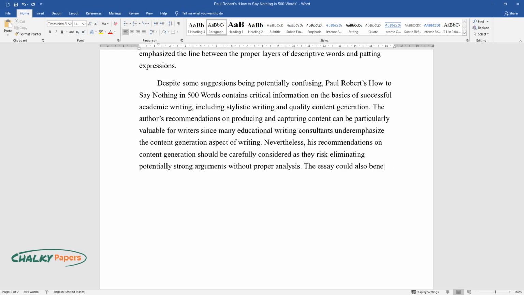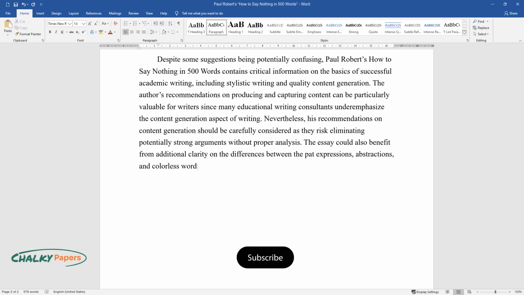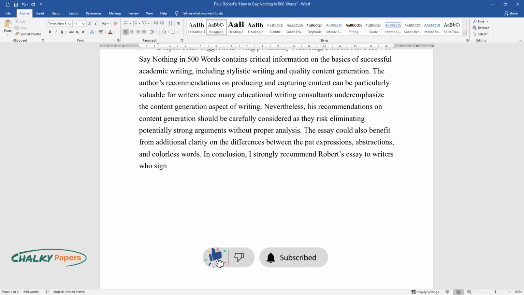The essay could also benefit from additional clarity on the differences between the pat expressions, abstractions, and colorless words. In conclusion, I strongly recommend Roberts' essay to writers who significantly aspire to improve their writing skills.